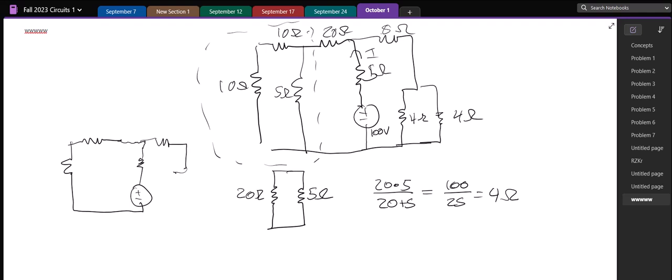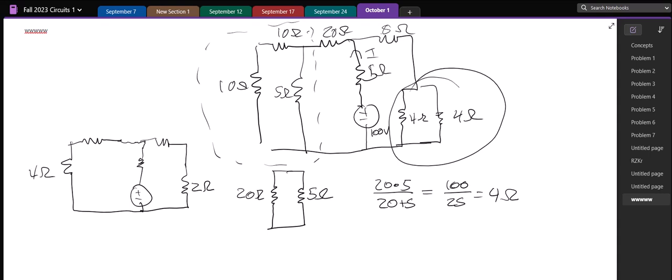And right as I'm redrawing, I see another quick thing I can do. I have two resistors in parallel right here that are identical. If you have resistors in parallel that are identical, the equivalent resistance is half. So I can change these two 4 ohm resistors into a 2 ohm resistor. And this whole branch over here became one 4 ohm resistor.